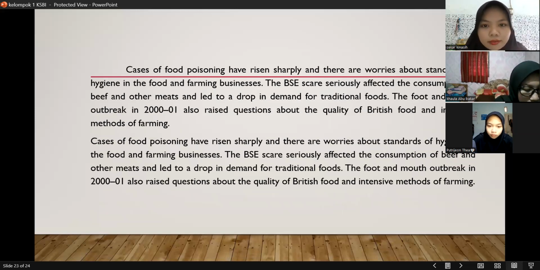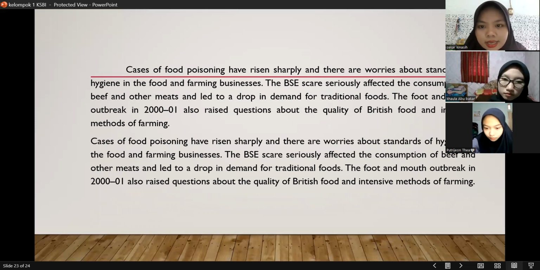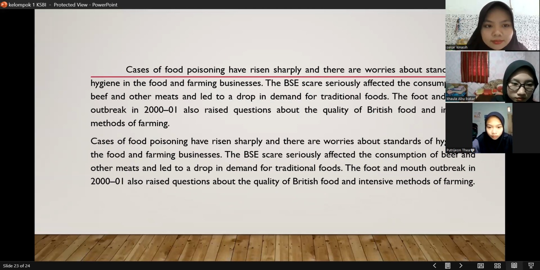Cases of food poisoning have risen sharply, and there are worries about standards of hygiene in the food and farming business. The BSE scare seriously affected the consumption of beef and other meats and led to a drop in demand for a traditional food.